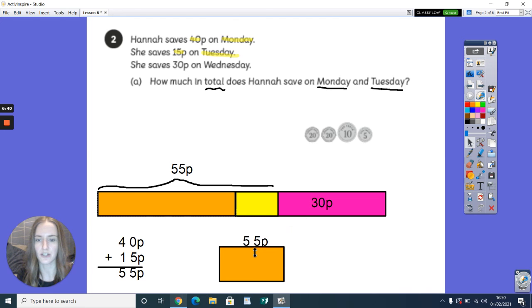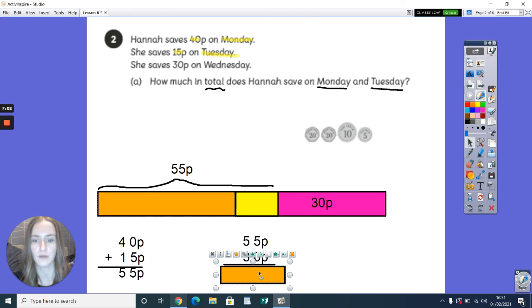If you said we could do 55, add 30p, you would be correct. We've already added Monday and Tuesday together. We don't need to do it again. Okay, but we can add the total of Monday and Tuesday to how much she saved on Wednesday. So it would be 55p, add 30p. So you might want to pause the video and work that out. And let's see if you get the answer correct.